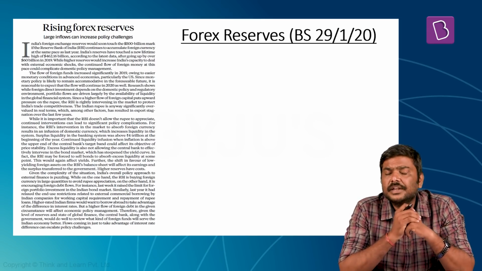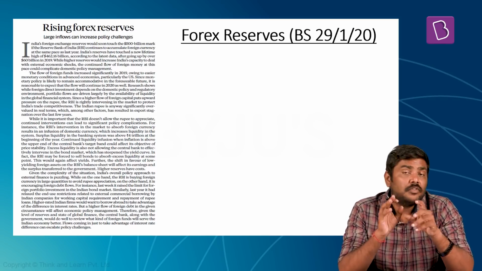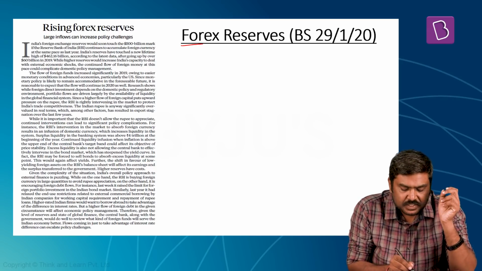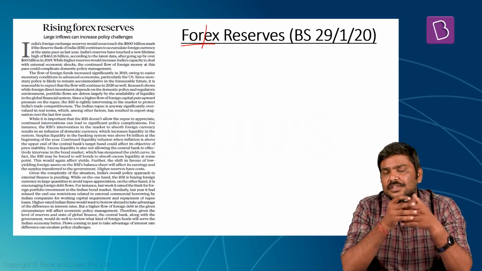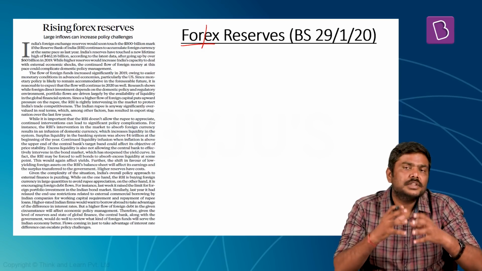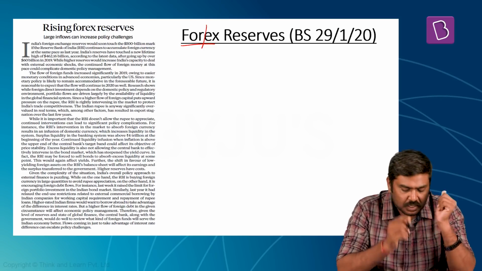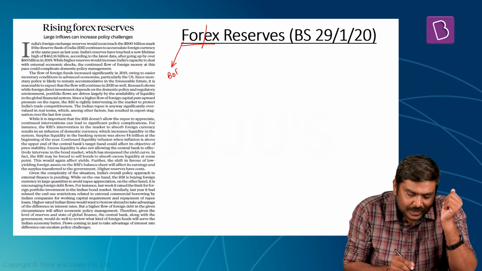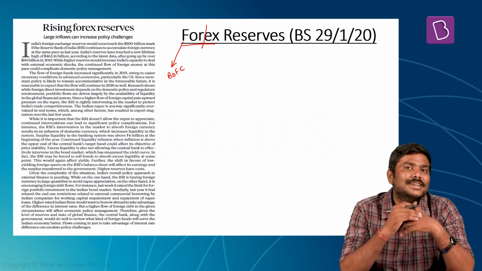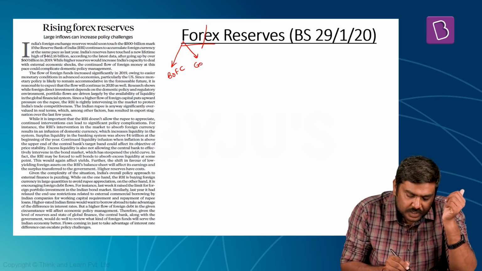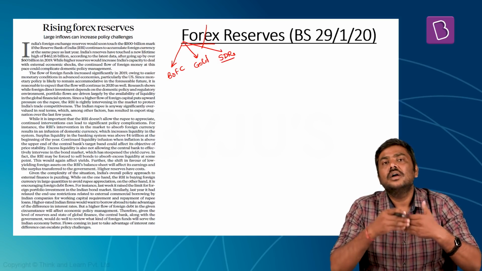The first article is related to Forex reserves. First and foremost, let's look at certain very important points related to the concept of Forex reserves. Forex reserves basically stands for foreign exchange reserves. For any economy, especially an open economy such as India, it is very important to hold certain Forex reserves. Forex reserves usually consist of three very important components. One, it consists of a basket of foreign currencies such as dollar, yen, euro, pound, so on and so forth. Second, it consists of gold reserves. And third, it consists of special drawing rights which are issued by IMF.